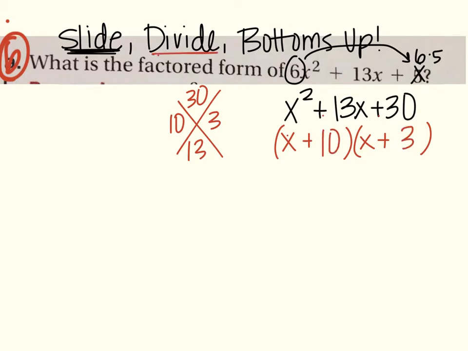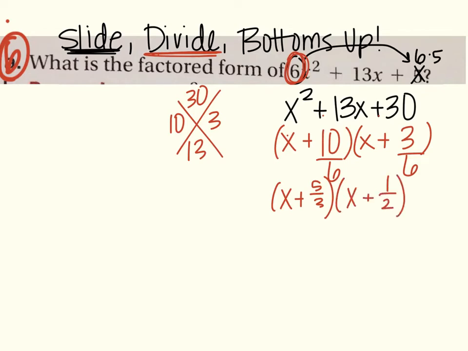Then we have to do the divide step. So we're going to divide each of those factors by our leading coefficient that we started with, so 6, and reduce the fractions. So 2 will go into both 10 and 6. That'll be 5/3. And then 3/6 will reduce to 1/2.